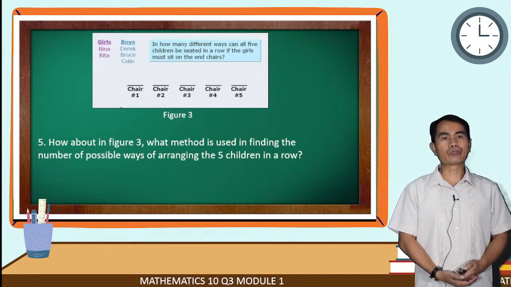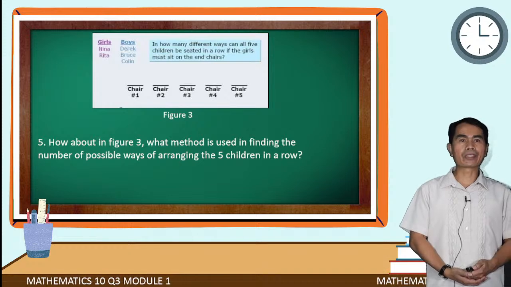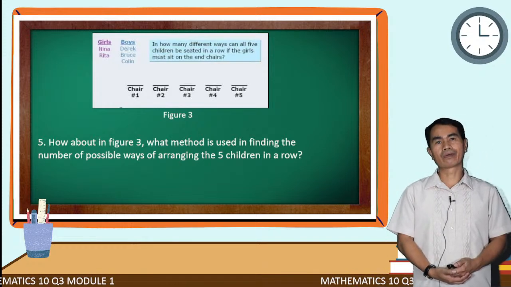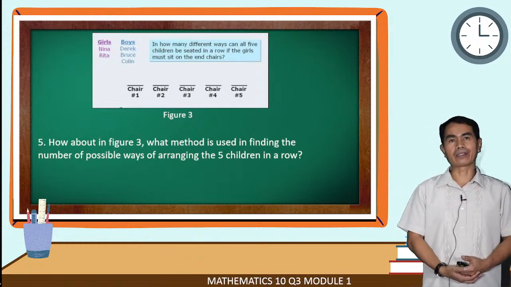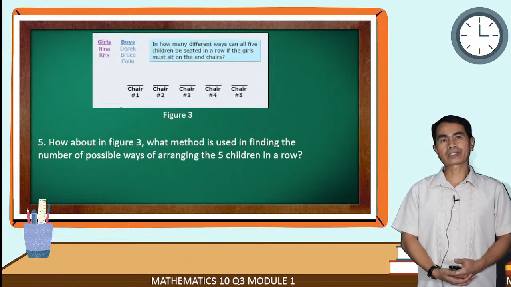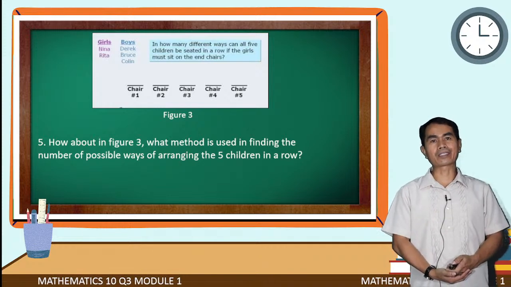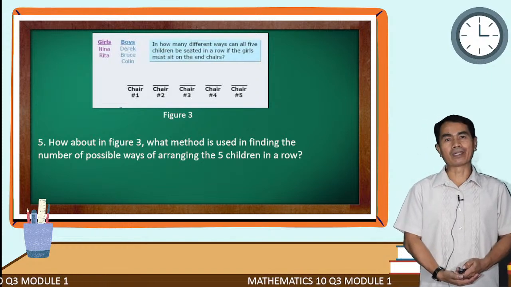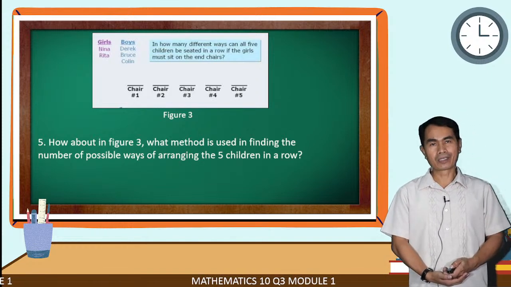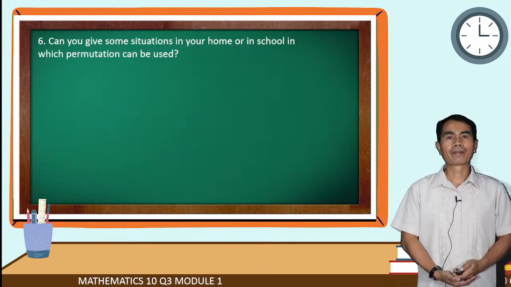How about in figure 3? What method is used in finding the number of possible ways of arranging the 5 children in a row? Okay, can you guess what is the right term for this? Great. So the correct answer is fundamental counting principle. Okay, it is illustrated in this figure, no, example.